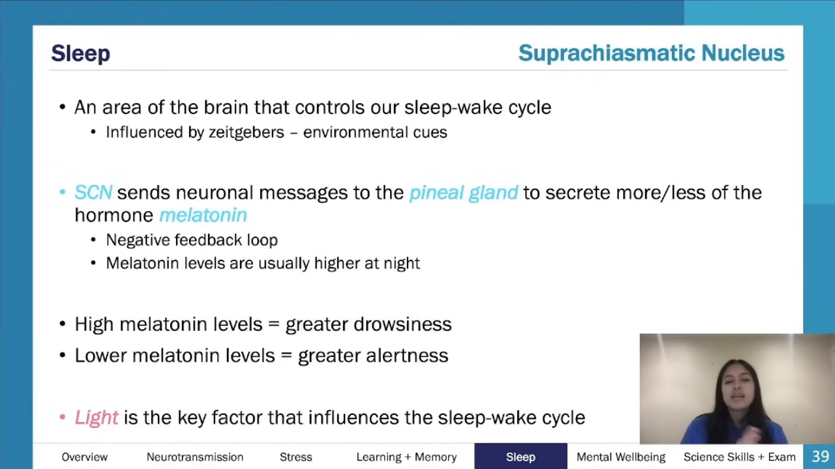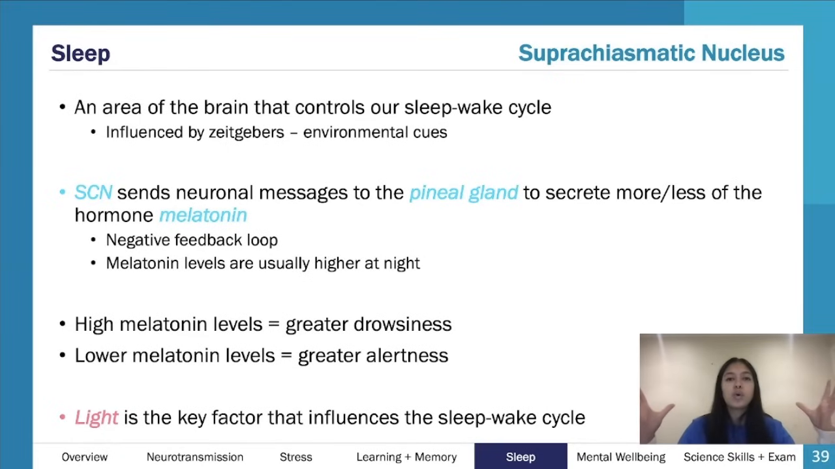So your SCN will either send excitatory messages to the pineal gland or inhibitory messages to the pineal gland, based on information that it receives. And it can be influenced by these environmental cues, which we call our Zeitgebers. Light is the main one that we think about. So with your sleep cycle, you sleep at night and you're awake in the day. That's the kind of thing that we look at here.